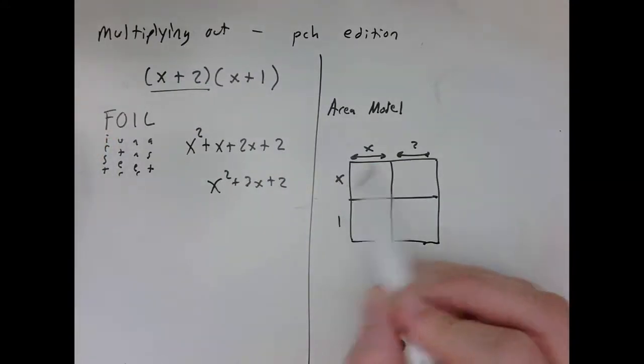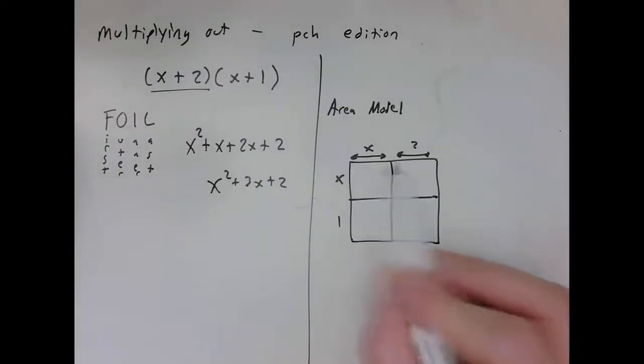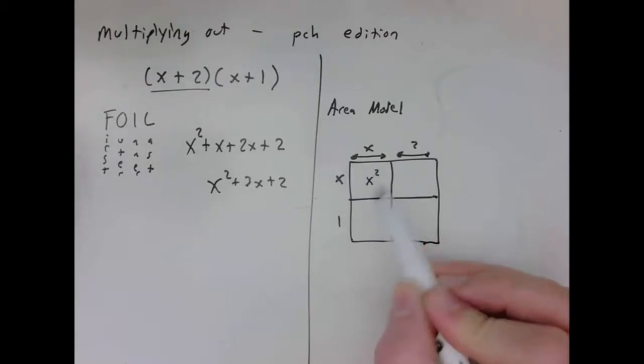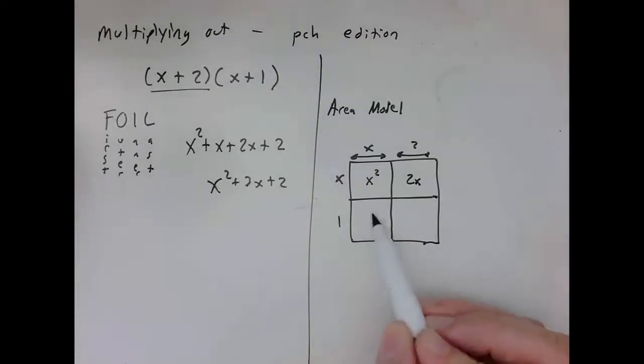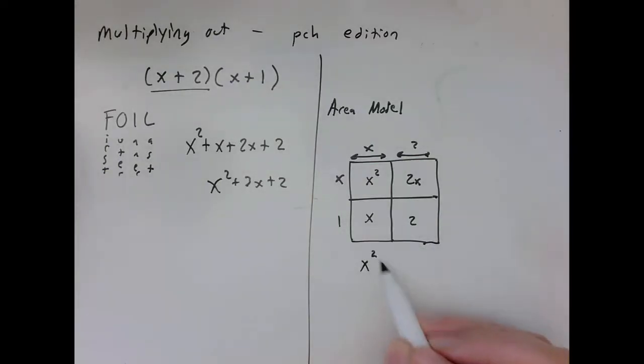So now I can say x times x. So length of x times length of x gives us an area of x squared. The area of this box would be 2x. The area of this box is x. The area of this box is 2. And you add them all up, and you get the same thing. So that's stuff I assume you know already.